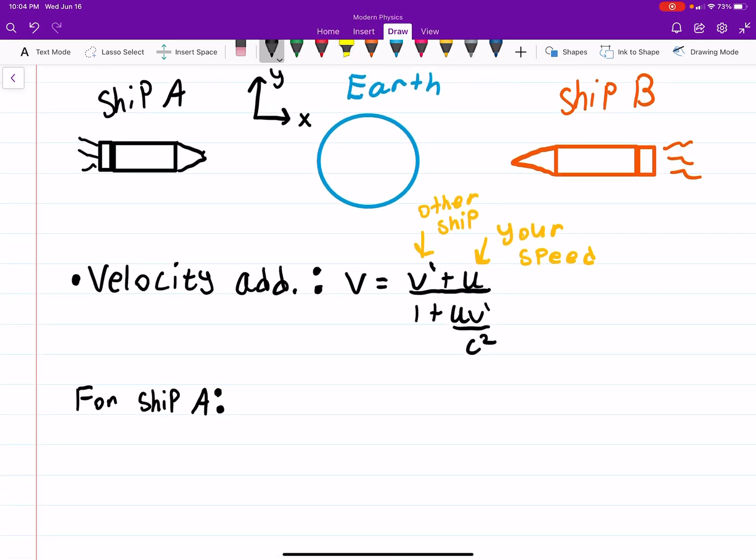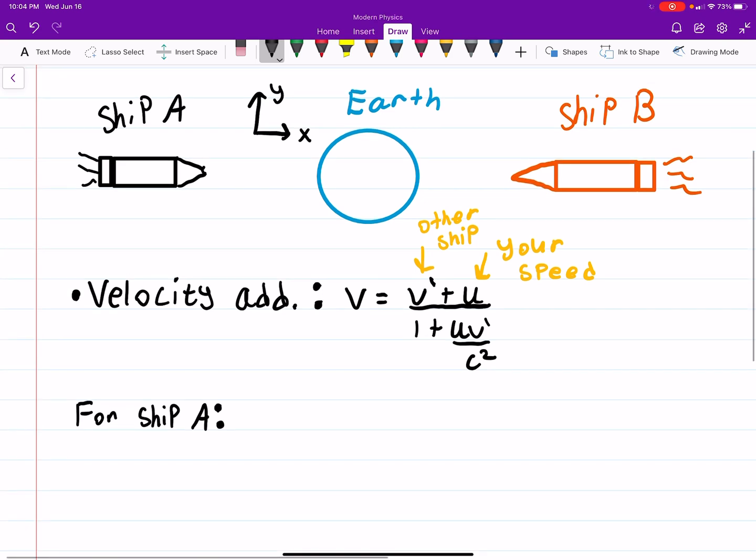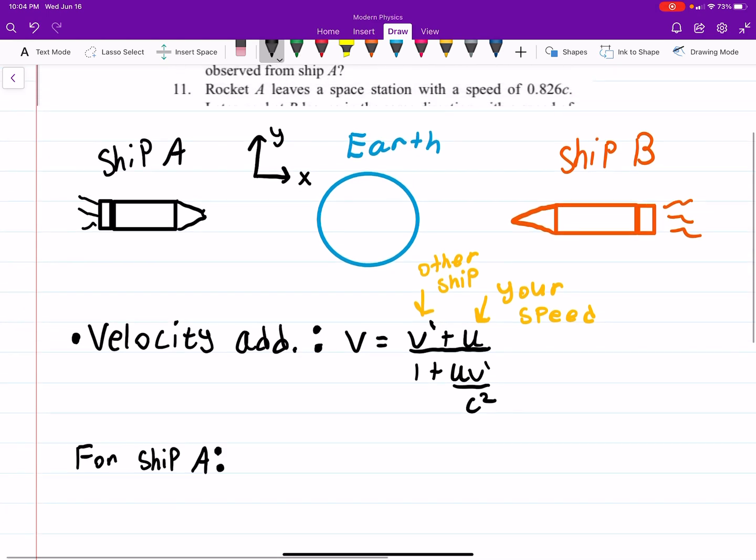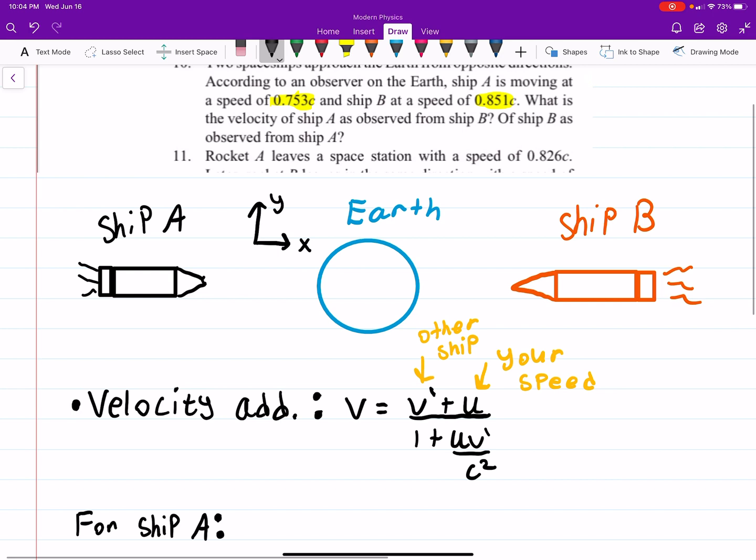And then all we have to do is plug it in. So in this case, what are we going to have? Well, we have v prime and we have u. So v prime is the speed of the other ship. Well, it looks like the other ship is moving to the left. So I'll do negative 0.851.